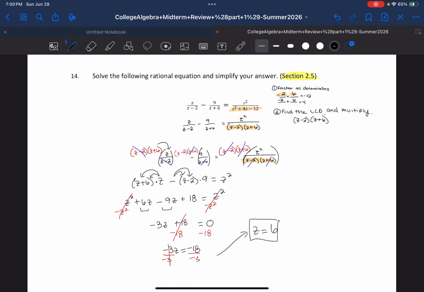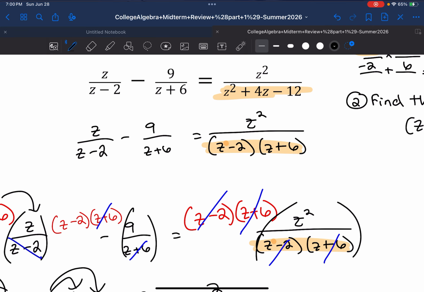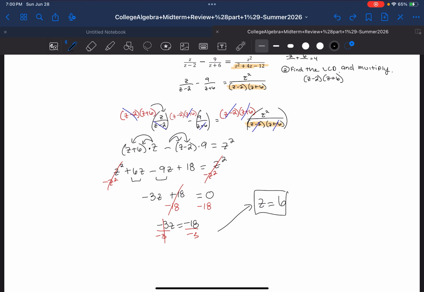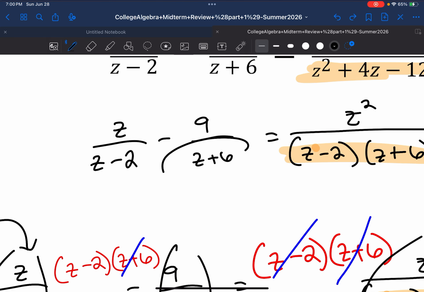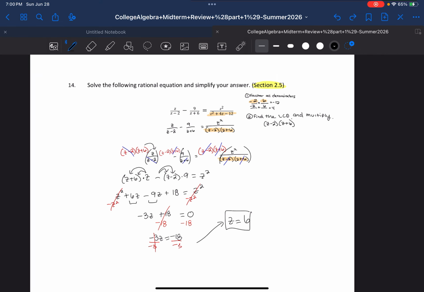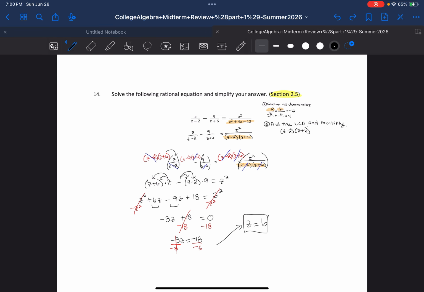You would just want to make sure it doesn't make these denominators equal to 0. 6 minus 2 is 4, so that one's good. And 6 plus 6 is 12, so that's good. And these two will also be fine if you plug it into all of that. So we're good. If that was negative 6, though, it would make this one 0, and we could not include it. So that is the final answer for number 14.